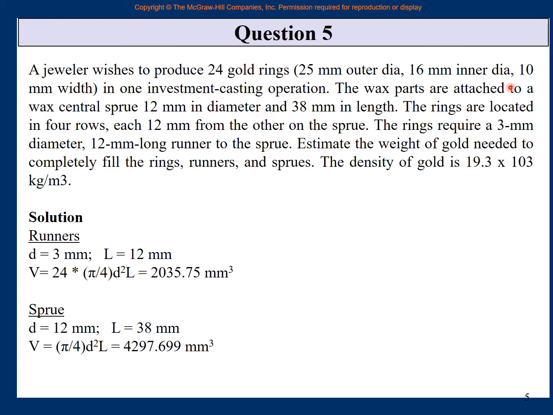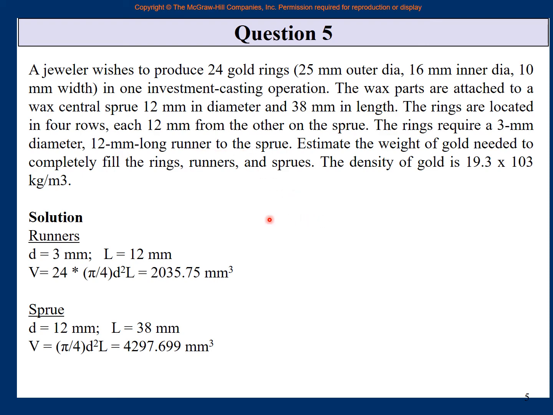The wax parts are attached to a wax central sprue, 12 millimeter in diameter and 13 millimeter in length. So this is the central sprue. The rings are located in 4 rows: 1st row, 2nd row, 3rd row, 4th row. Some rings are here, some rings are here, right? In 4 rows, each 12 millimeter from the other on the sprue. The distance between each set of rings is 12 millimeter apart. The rings require a 3 millimeter diameter, 12 millimeter long runner.